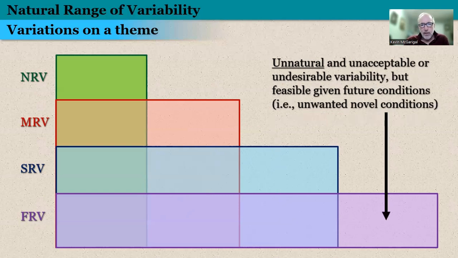And then lastly here, we have the portion of the future range of variability that would be deemed unnatural and unacceptable or undesirable, but feasible given future conditions. So this is the part of the variability that is not natural. It's not easily created by modern land use practices. Society does not find it acceptable or desirable, but it's likely to occur because of unknown, unforeseen, novel future conditions.